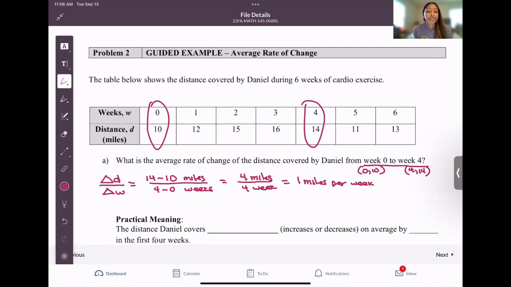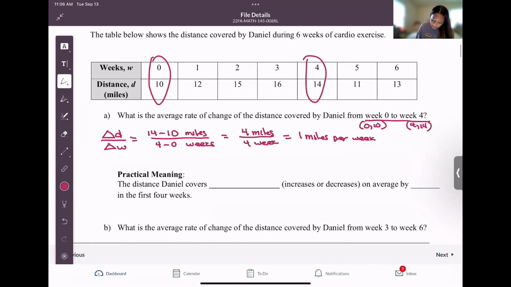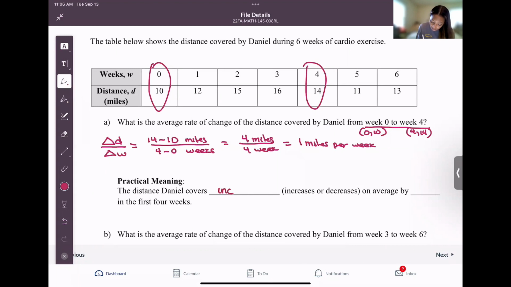What does this mean? This is saying that Daniel's distance increased by 1 mile each week. 1 mile represents the change in the output, which is the change in the distance, and then per each week. So the distance Daniel covers increases. We know that this is increasing because the average rate of change is positive, on average by 1 mile per week in the first 4 weeks.